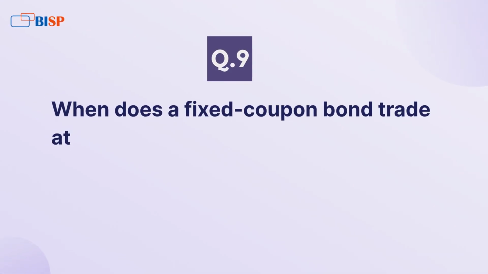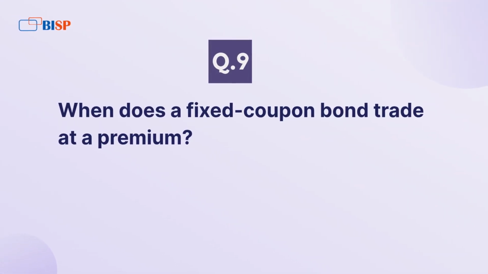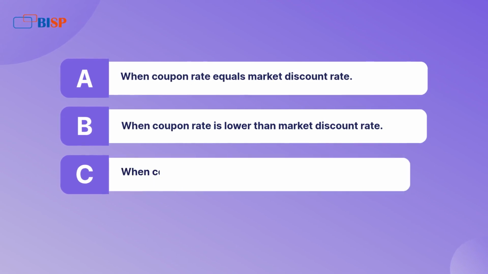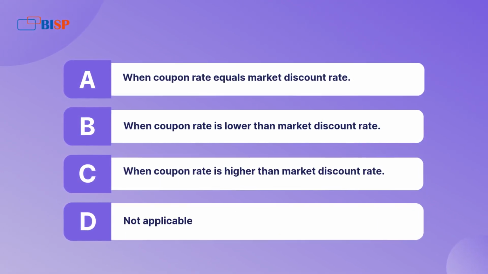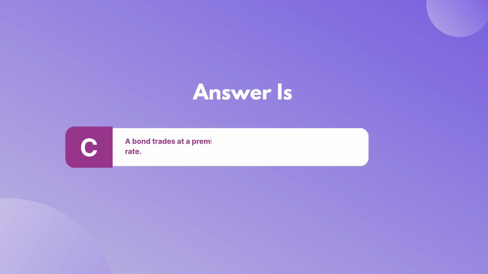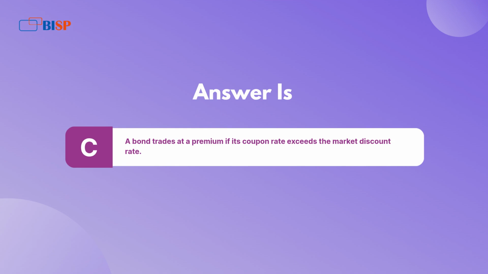When does a fixed coupon bond trade at a premium? A. When coupon rate equals market discount rate. B. When coupon rate is lower than market discount rate. C. When coupon rate is higher than market discount rate. D. Not applicable. Answer is C. A bond trades at a premium if its coupon rate exceeds the market discount rate.